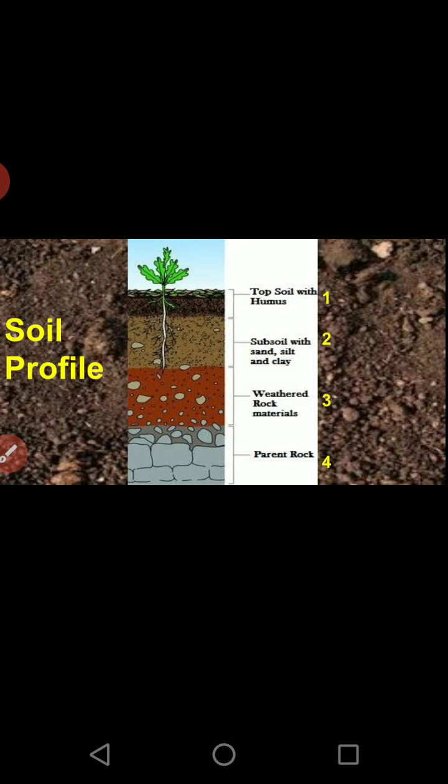Now these two are considered the base rocks. Primary rock, that is the igneous rock, and after that you get the sedimentary rock. And from these two rocks, when a completely new rock is formed, that is called metamorphic.